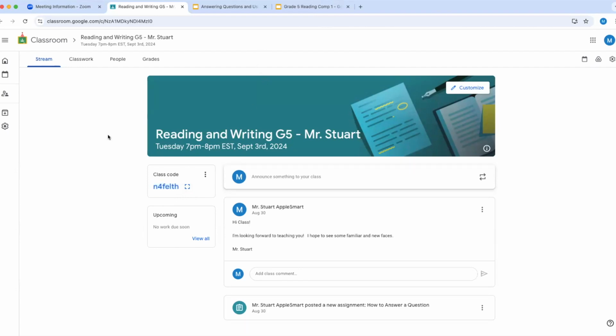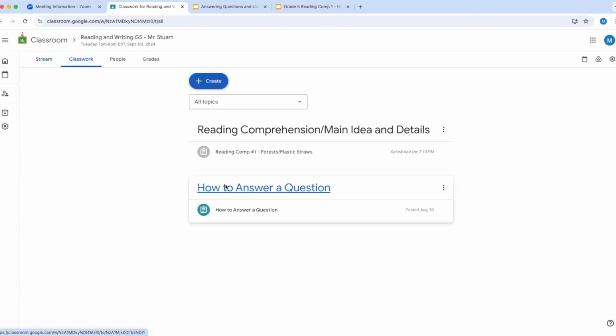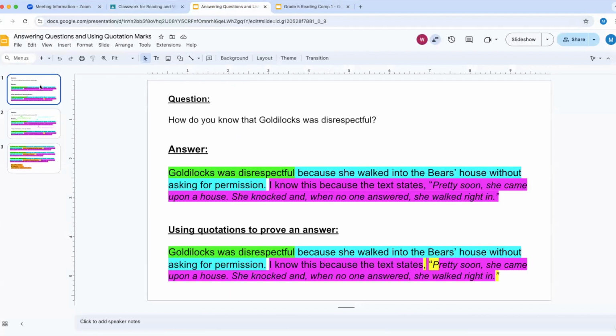All right, so let's take a look. First thing, I set up here, if you go to the classwork, how to answer a question. I think it's really important when you're in grade 5 that you answer properly. Let's take a look at a pretend question: How do you know that Goldilocks was disrespectful? Let's go to the old story of Goldilocks and the 3 bears. The way I want you to answer questions is like this: Goldilocks was disrespectful because she walked in the bear's house without asking for permission.